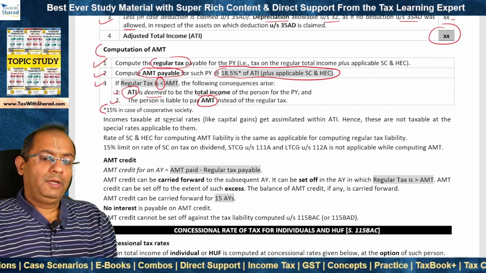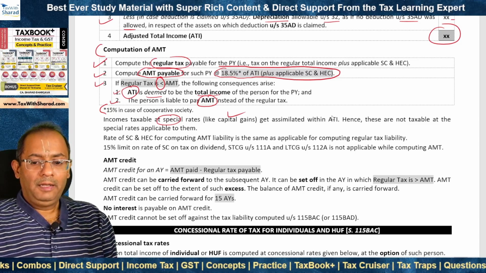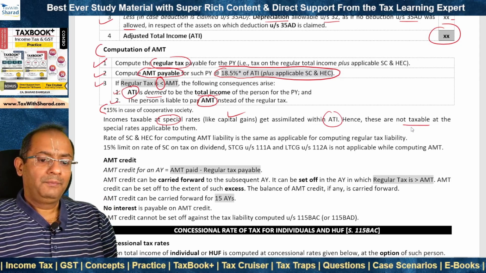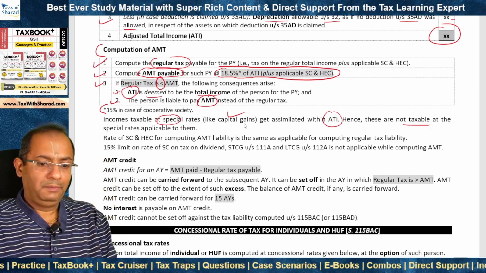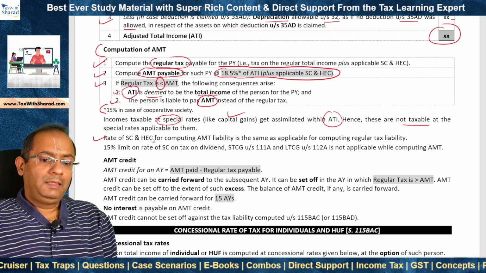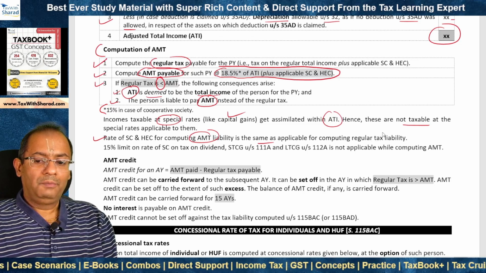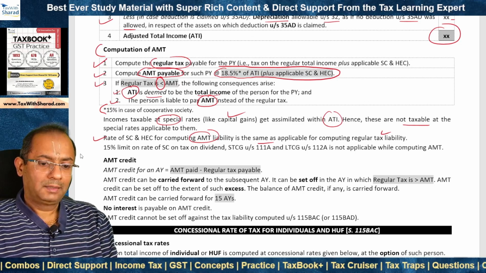So ATI is deemed to be the total income. So what happens to incomes taxable at special rate, for example capital gains? They get assimilated within the ATI, hence such incomes are not taxable at their respective special rates. Rather, AMT is computed at the rate of 18.5% of ATI. Surcharge and HEC rate for computing AMT liability is the same as that for computing regular tax liability. This is what we have noted in the topic on rates of tax.